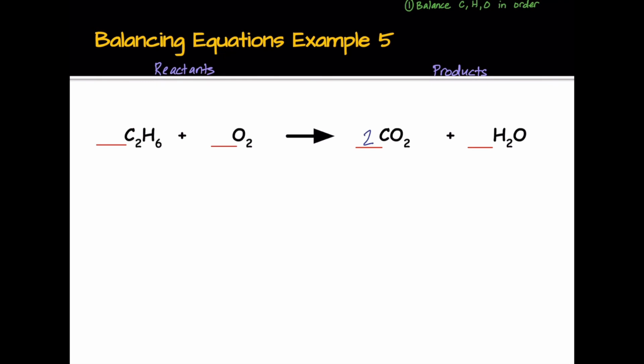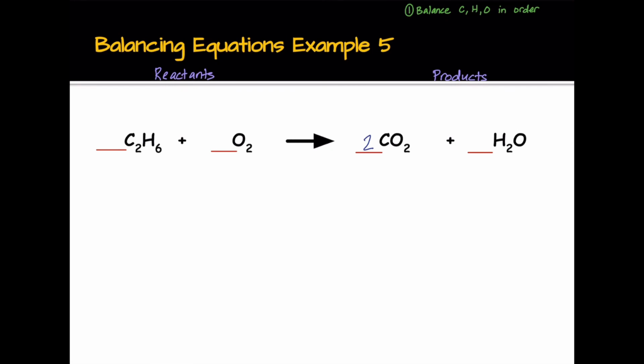Since we're sticking with balancing in order, now let's take a look at the hydrogen. We have 6 hydrogens on the reactant side. To make the hydrogens equal, we'll place a coefficient of 3 on the product side in front of the water. Now that we balanced the carbon and the hydrogen, let's look at the oxygen. On the reactant side, we have 2 oxygen atoms. On the product side, we have oxygen in 2 spots, in carbon dioxide and in water.